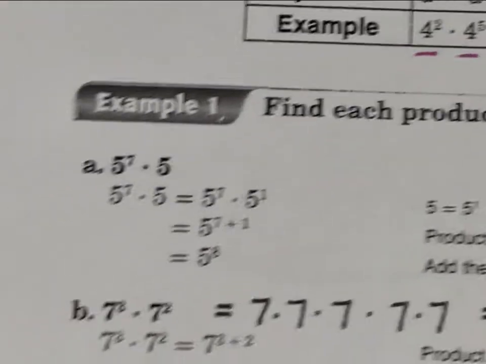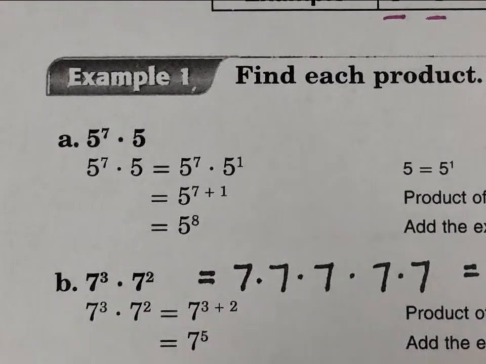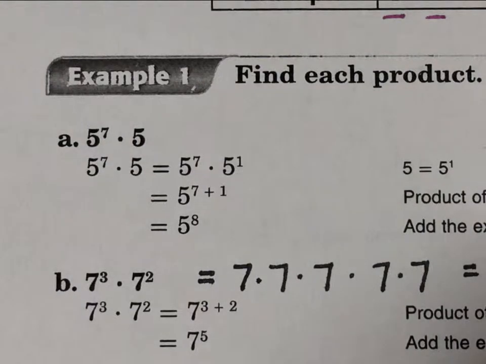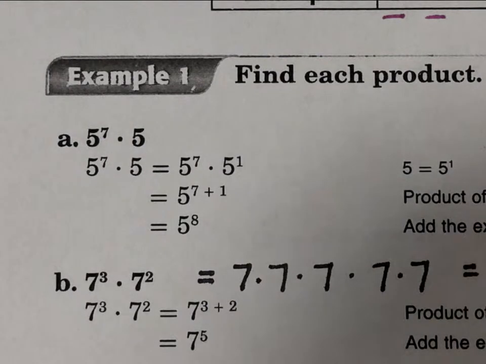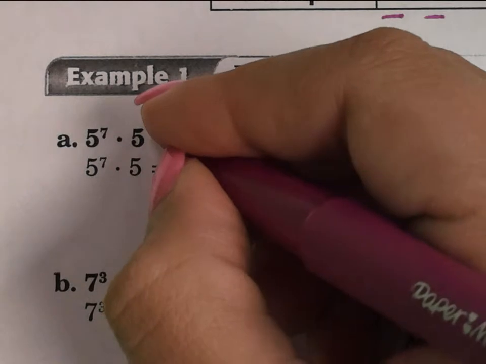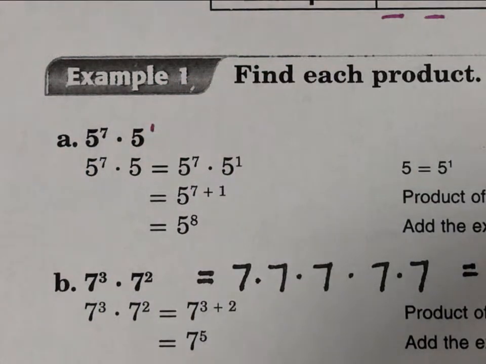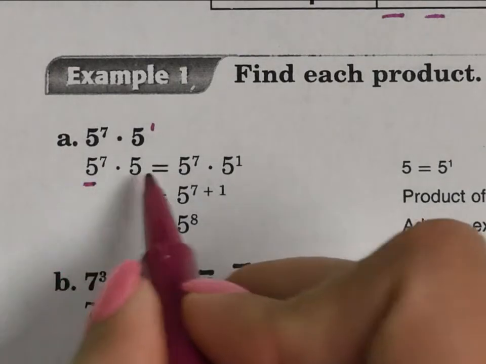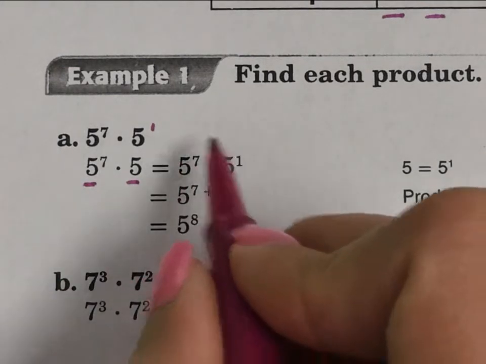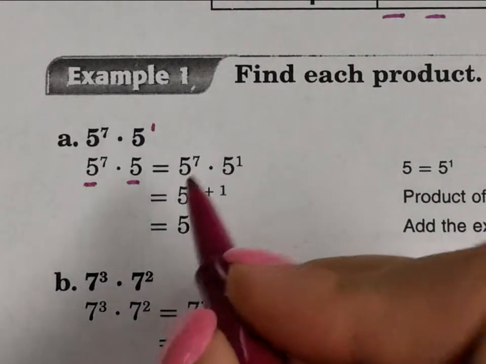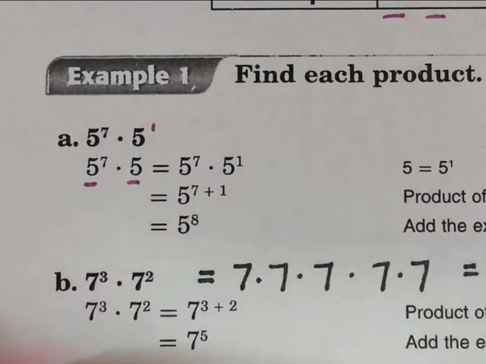I've got 5 to the 7th times 5. Anytime that you have just a number by itself, what type of exponent does it have? A 1. So this is like saying 5 to the 7th times 5 to the 1st. Since I have the same base of 5, I can add those two exponents. So 5 to the 7 plus 1, which gives me 5 to the 8. All you're doing is adding those exponents, but you have to have the same base.